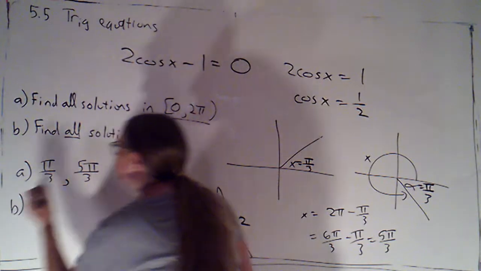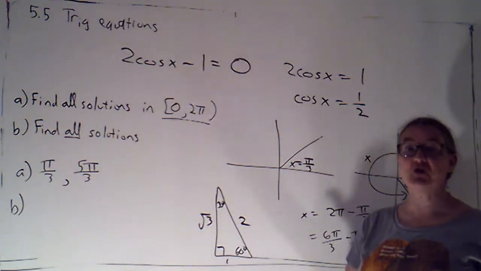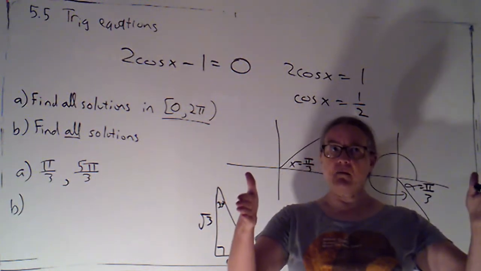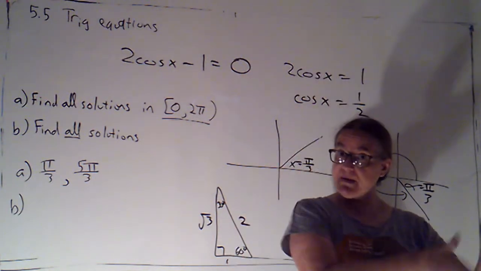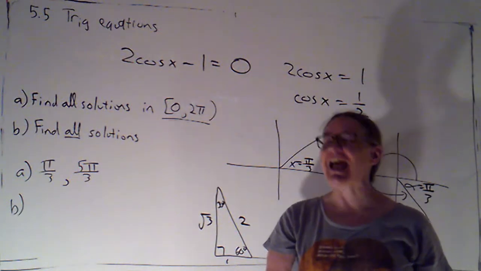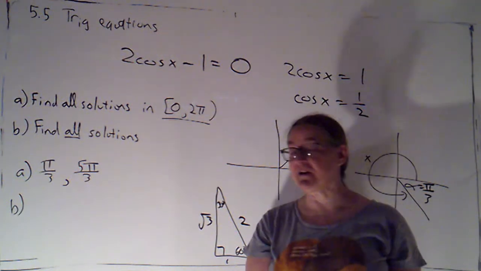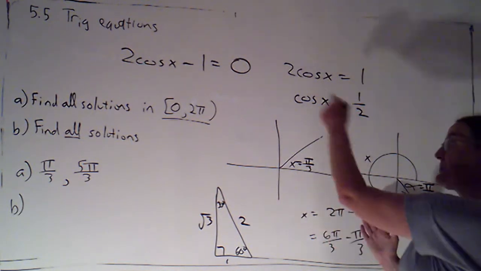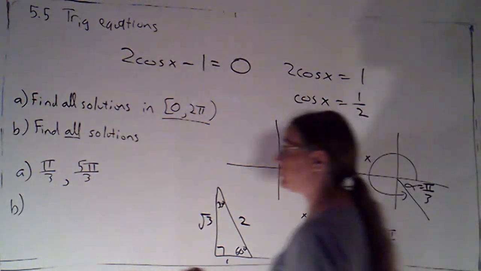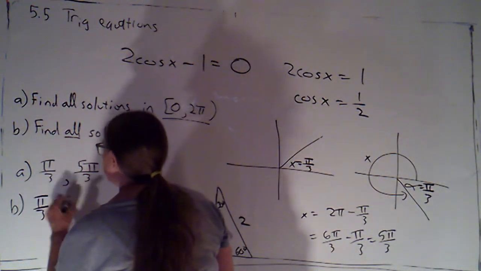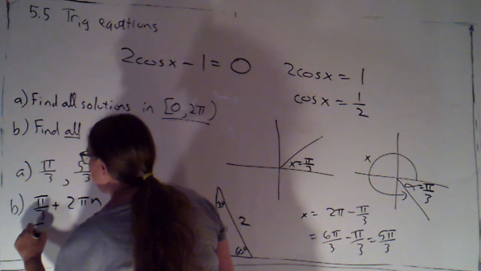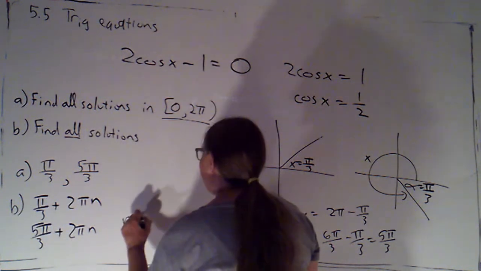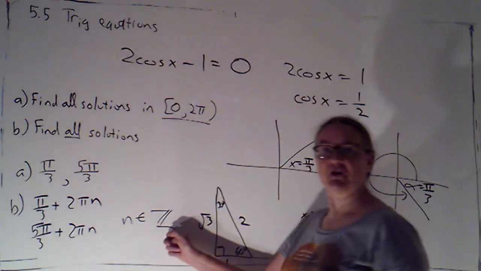For part B, the period of cosine is 2 pi. So what's kind of nice is I can think of this as I'm just adding a multiple of the period, because I know we repeat our output values over every interval of length the period. I can also think of it as getting to a coterminal angle because the period corresponds to a full revolution. So I would say pi over 3 plus 2 pi n, or 5 pi over 3 plus 2 pi n, where n is an integer.